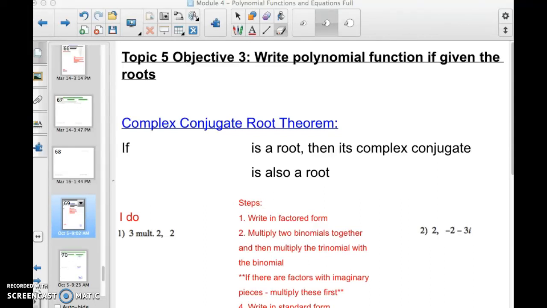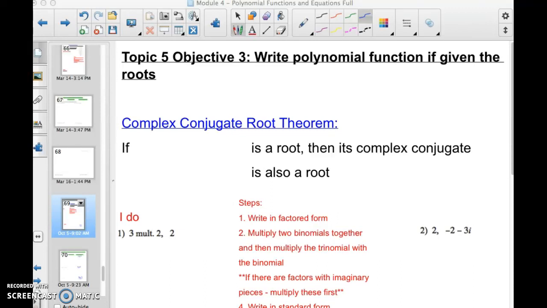Topic 5, Objective 3, write the polynomial function if given the roots. So now we're going to work backwards. We have been given polynomial functions in standard form, and we've solved them and found all of the roots, both imaginary and real. And now we are going to be given real roots and imaginary roots and work backwards to write the polynomial function in standard form.